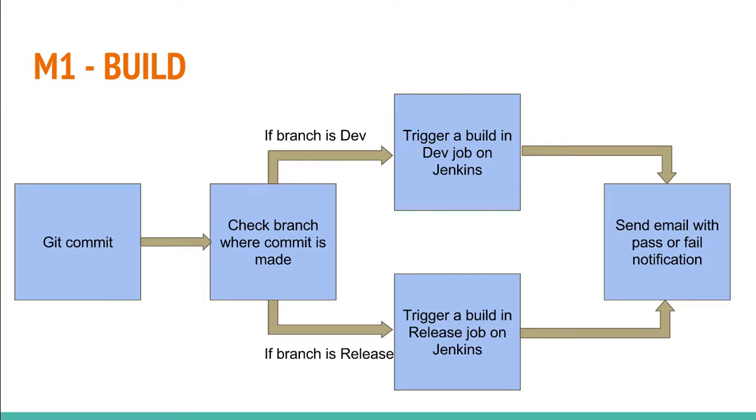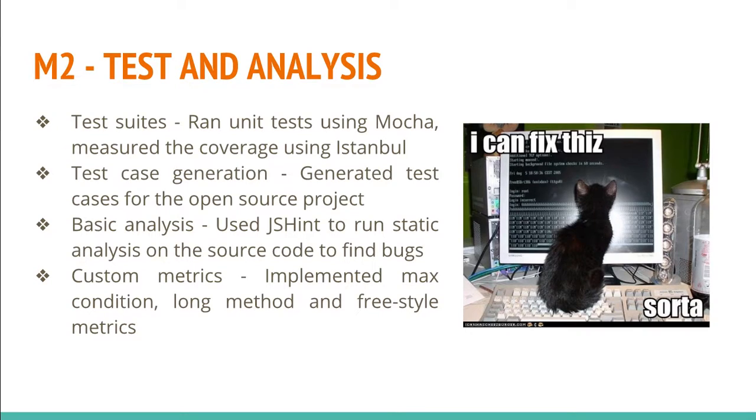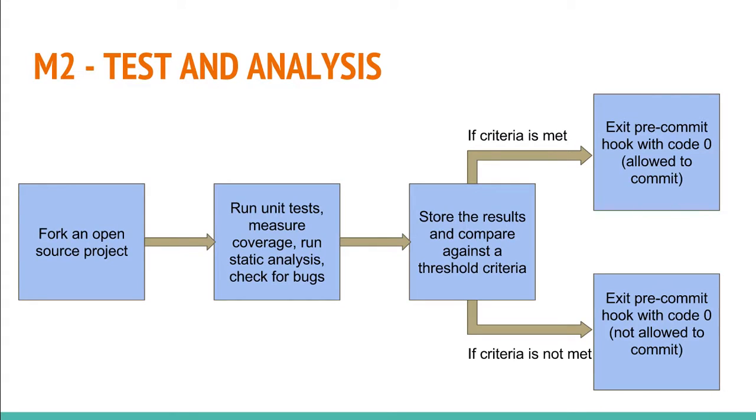or fail notification. Milestone 2 was for testing and analysis component of the production pipeline. Here we forked an open source project. In our case, we used Coop and ran tests on it. We generated test cases and ran unit tests using Mocha and then measured the code coverage using Istanbul. We used JS Hint for basic analysis and bug finding.